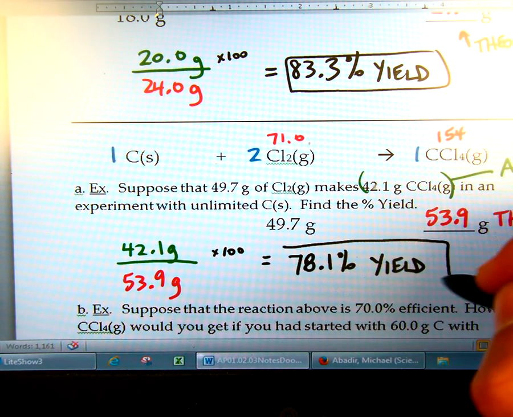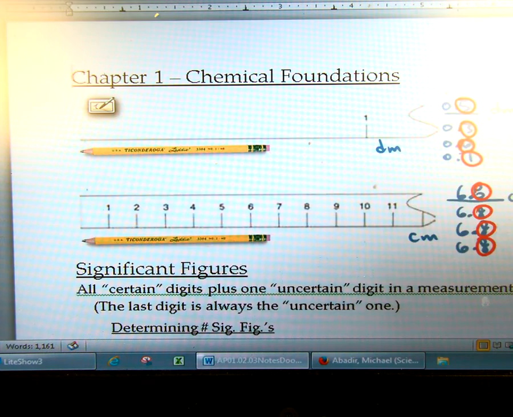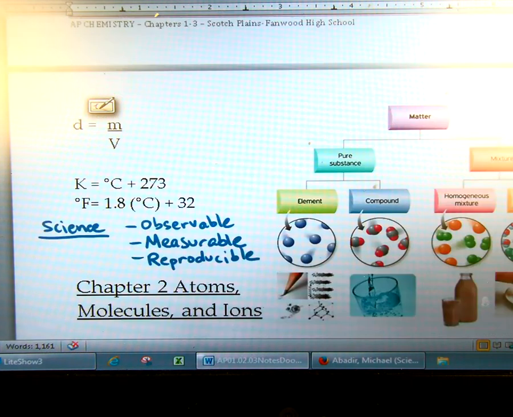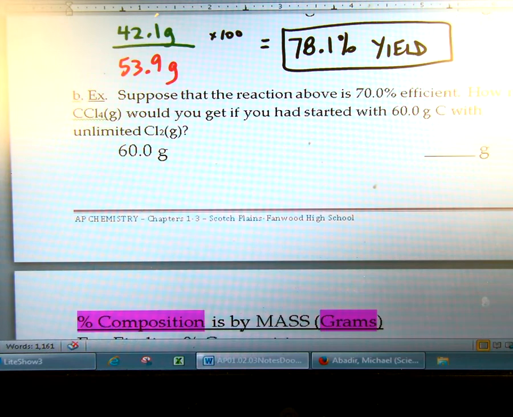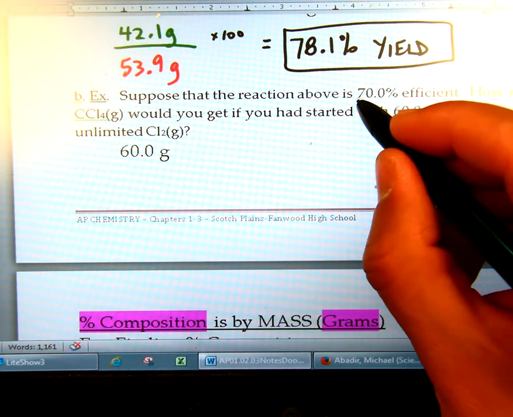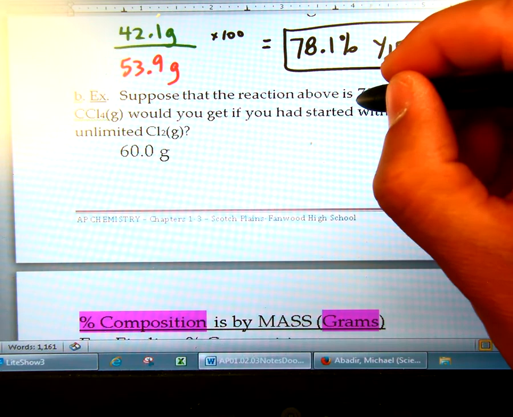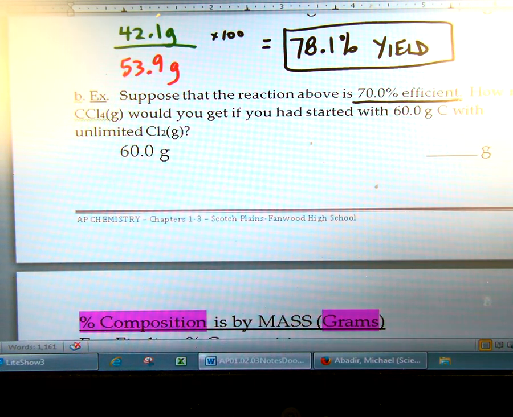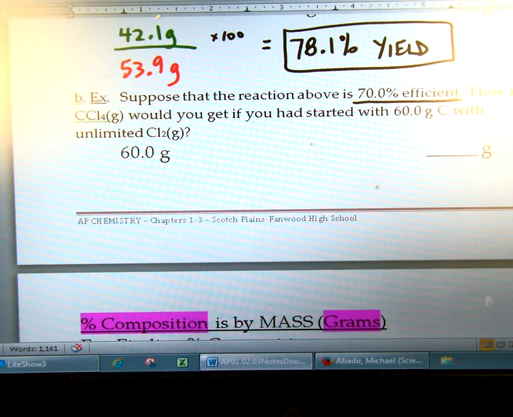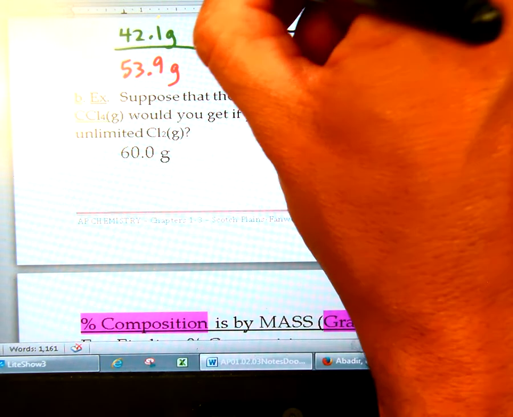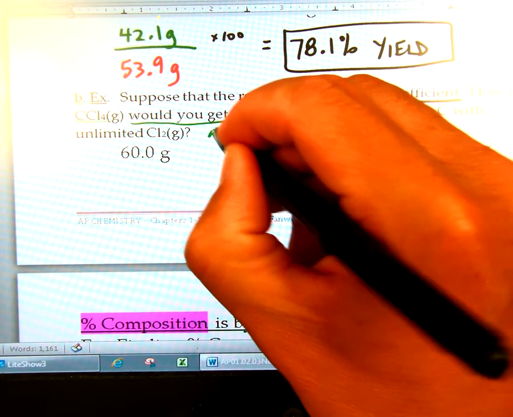Now let's suppose that the problem is designed a little differently where they tell you the percent yield. So they're telling you the percent yield in this problem is 70%. So this is the percent yield, 70. What you want to do is figure out how much would you get. So how much would you get is the actual. So we're looking for the actual.